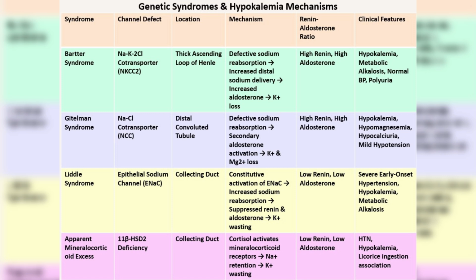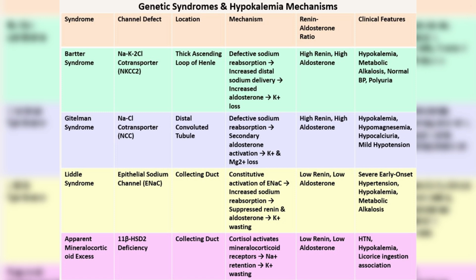Right. Then there's Gitelman syndrome, which is like a genetic thiazide diuretic. Hypokalemia, metabolic alkalosis, but often with low magnesium, too, and low calcium in the urine. Blood pressure can be a bit low or normal, and again, renin and aldosterone are usually high. So mimicking those diuretics again.